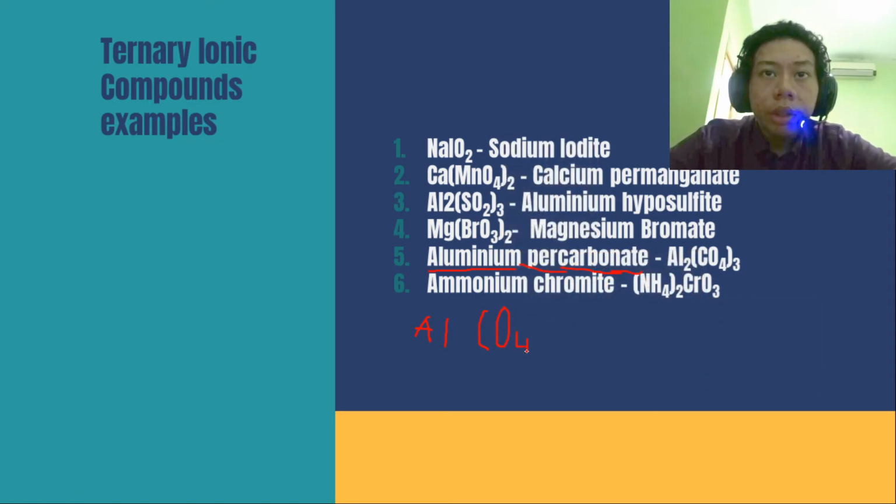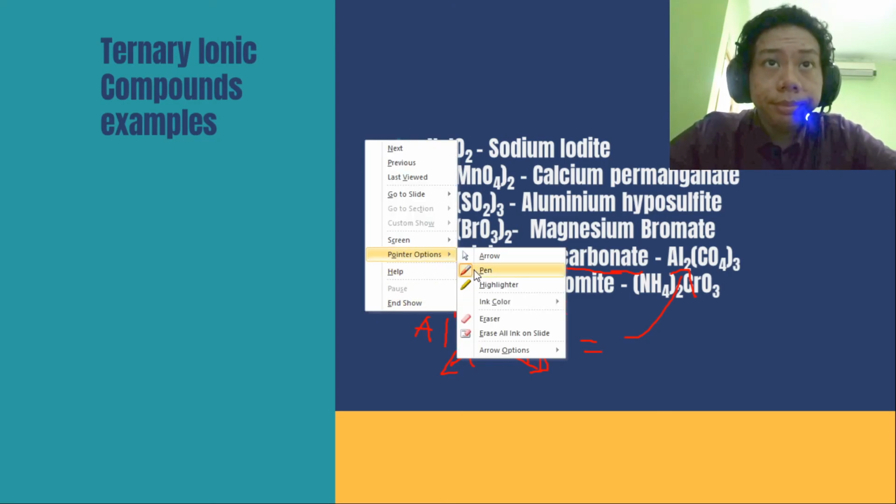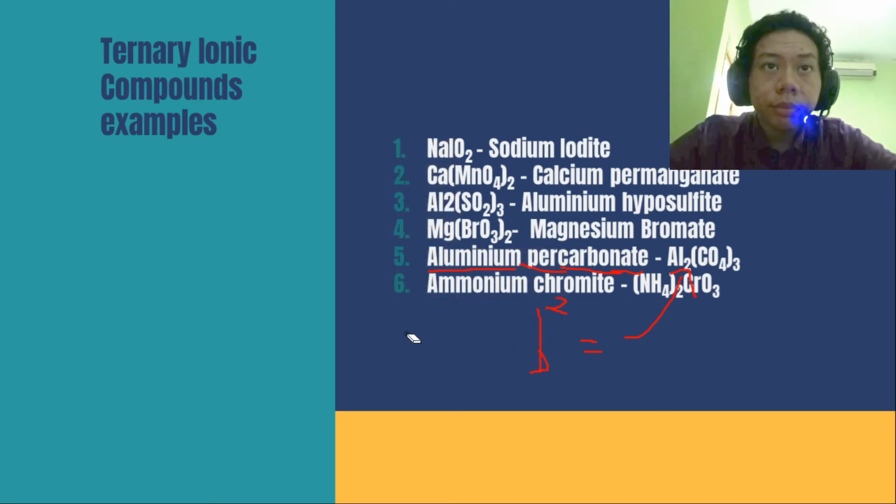CO4. Then the next thing to do is to determine the net charges of each element and compound. Al has +3, CO4 has -2. Then we can use the crisscross method. Then this is equal to Al2(CO4)3. Okay.